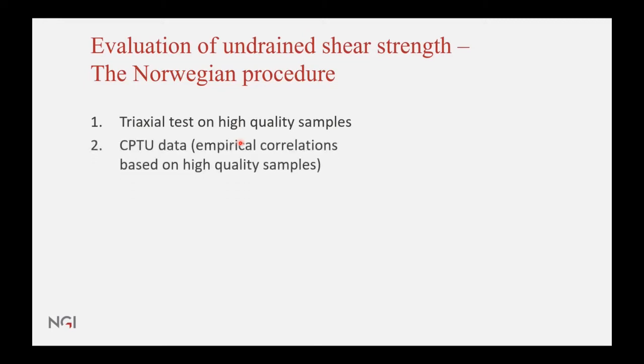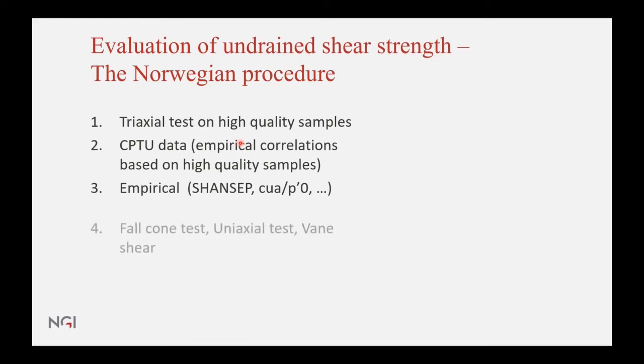But sometimes we don't have access to high quality samples. So what we use would be CPTU data. And then through empirical correlations based on high quality samples in the surroundings, we would use the CPT data in order to get a shear strength profile. If we don't have that, maybe early in a project, quite often we use a SHANSEP approach. So meaning that we look at the stress history in the area, and with empirical factors, try to produce a shear strength profile for the soil.